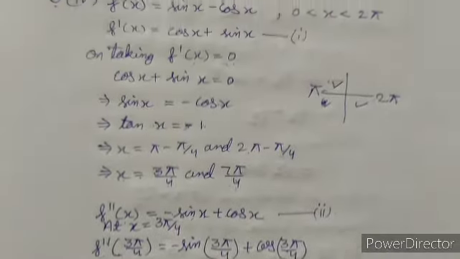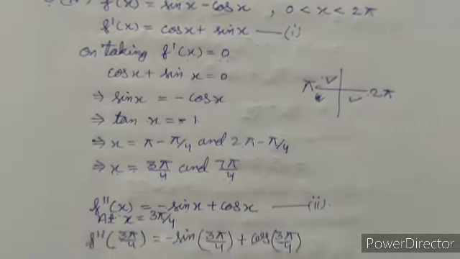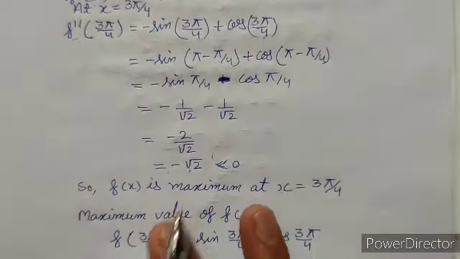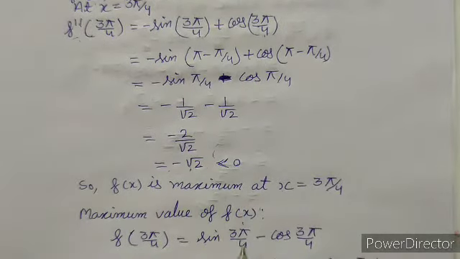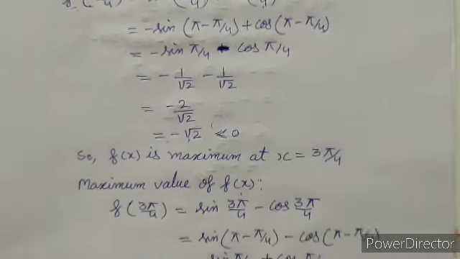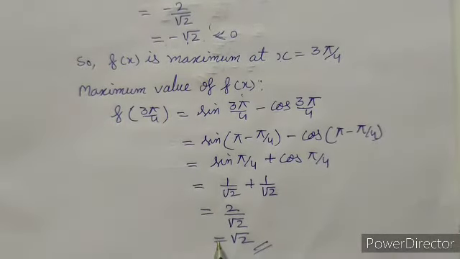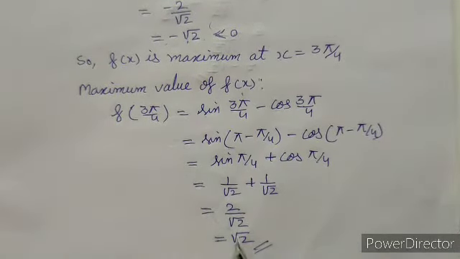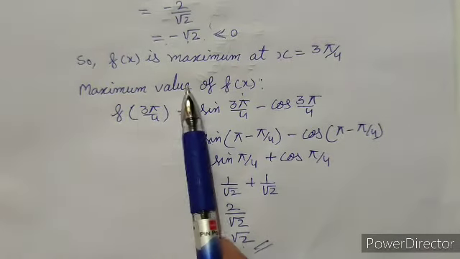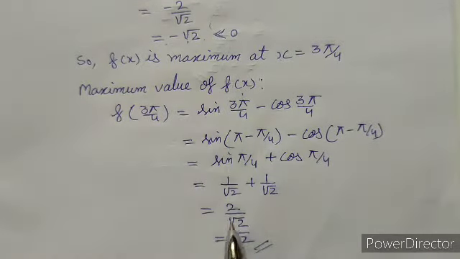f(x) was sin x minus cos x. So this will be sin 3π/4 minus cos 3π/4, which on solving we will get f(3π/4) as root 2. So the maximum value of the function f(x) is root 2.